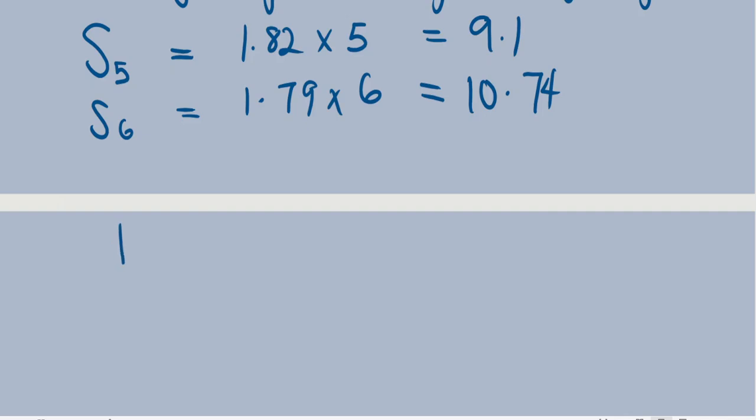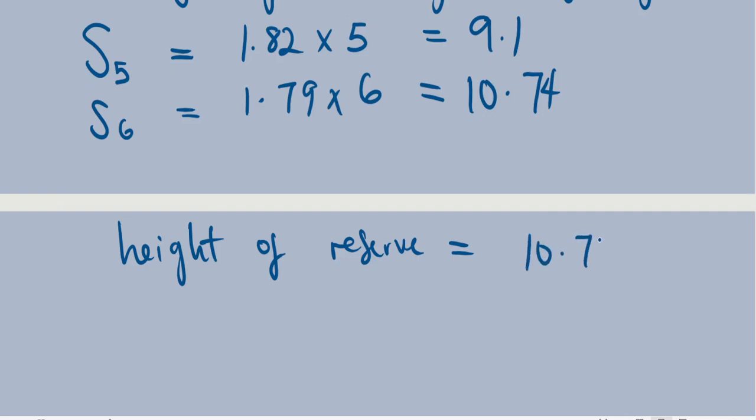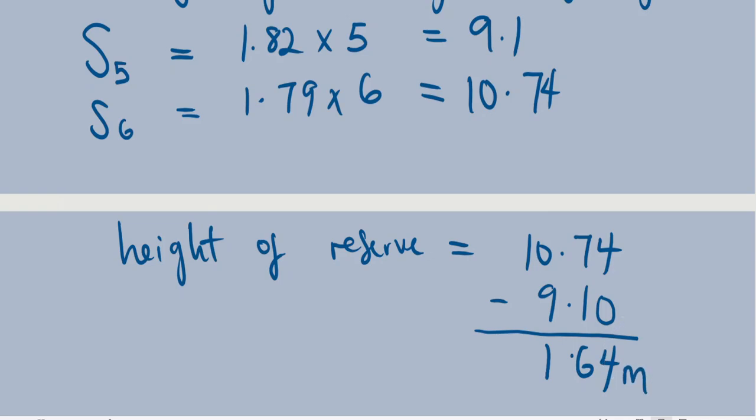So that means the height of the reserve is what? 10.74 take away 9.1. I told you, let your decimal point align, then annex your 0 to balance what you're doing. So 4 minus 0 is 4, 7 minus 1 is 6, 10 minus 9 is 1. So the height of the reserve is 10.64 meters.